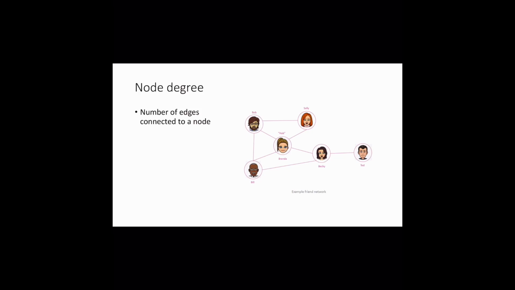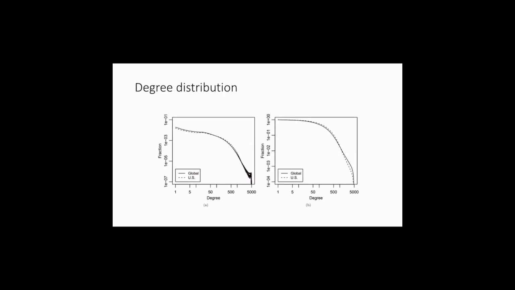And so for any vertex, we want to at least know the number of edges it has. So the term for that number is the node degree, and it's simply the number of edges connected to a node. So in this simple friend network, Brenda has a degree of 4, Bill has a degree of 2, Becky has a degree of 3, and Ted has a degree of 1. And now we're ready to see the actual results of the paper.